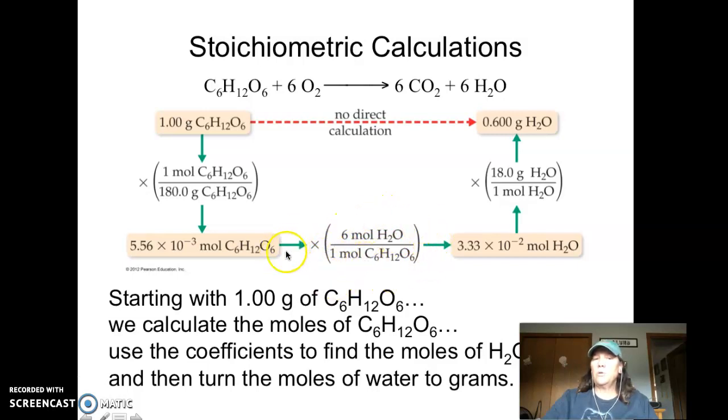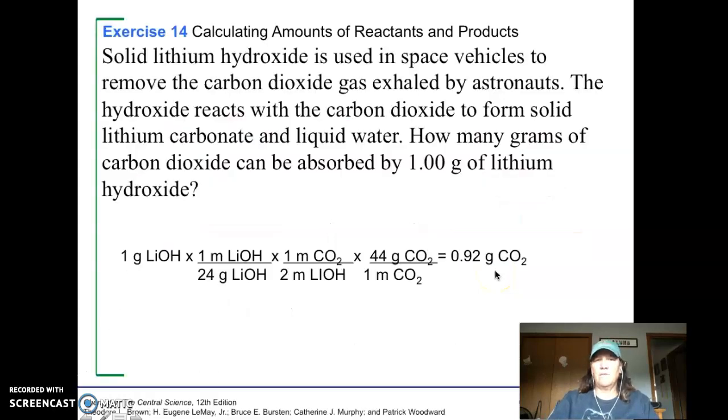I put what I'm trying to get rid of, glucose, on the bottom, and what I'm trying to find, in this case water, on top. This 6 comes from here and this 1 comes from here. So those are where you use your coefficients and then you can convert it. But I'll show you a better problem. That one might still get a little confusing.